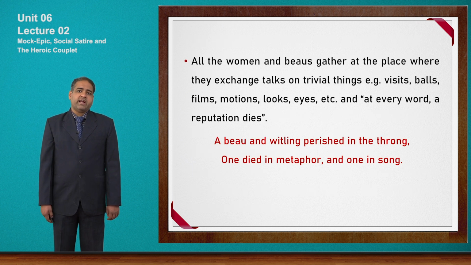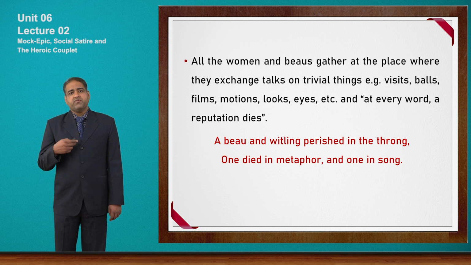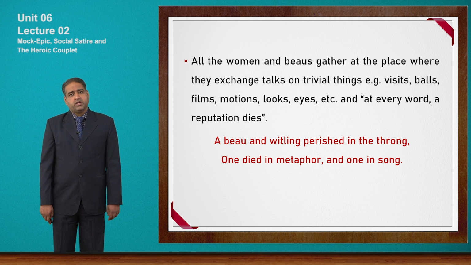All the women and beaus gather at the place where they exchange talks on trivial things. For example, visits, balls, films, motions, looks, eyes, etc. And at every word, a reputation dies. What does this mean? That when these people are talking to each other, their purpose is not to exchange ideas, but to humiliate other person, defame other person. These people are full of gossips, and with their every word, the reputation of one person in the society dies. Why? Because they always try to mock at others, humiliate others. Any person in the society, they leave no one.